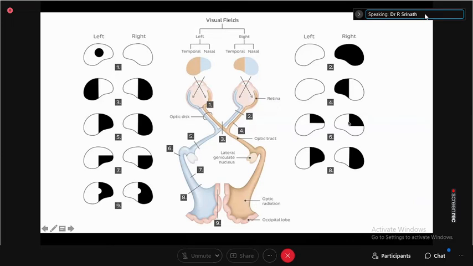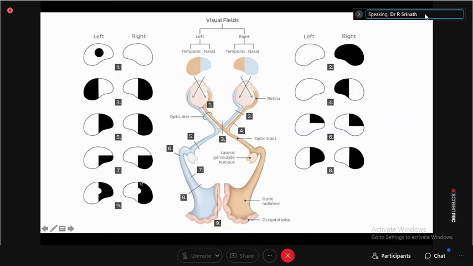Whenever there is involvement of the optic radiation, it possibly causes some sort of quadrantanopia, which may be incongruous. It may be large on one side and small on the other side. And whenever there is involvement of the optic radiation close to the visual cortex, rarely there may be homonymous hemianopia. But what is important to note here is whenever there is involvement of the occipital lobe, there may be homonymous blindness, but the macular part is spared.